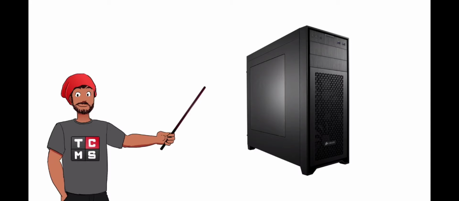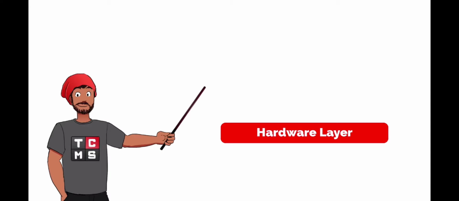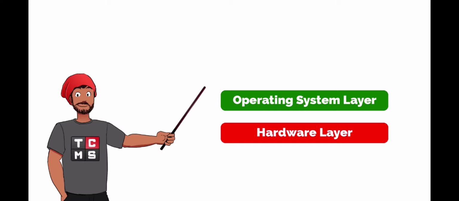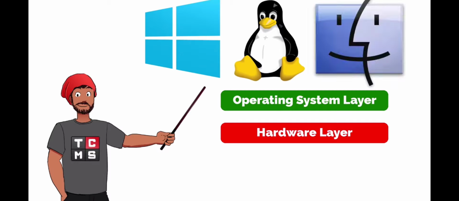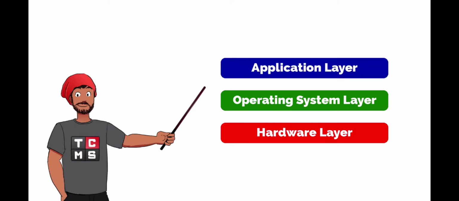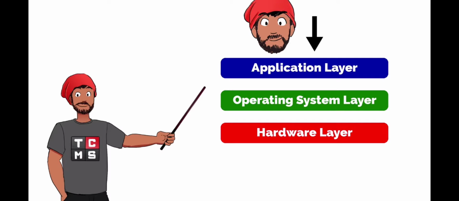Your computer is made of 3 major layers. We have the hardware layer, which are the physical parts, followed by the operating system layer, oftentimes referred to as OS, like Microsoft Windows, Linux, or Apple's OS X. And finally, the application layer, which is the layer you interact with. In a simplified version of this model, you interact with the application layer, which talks to the operating system layer.